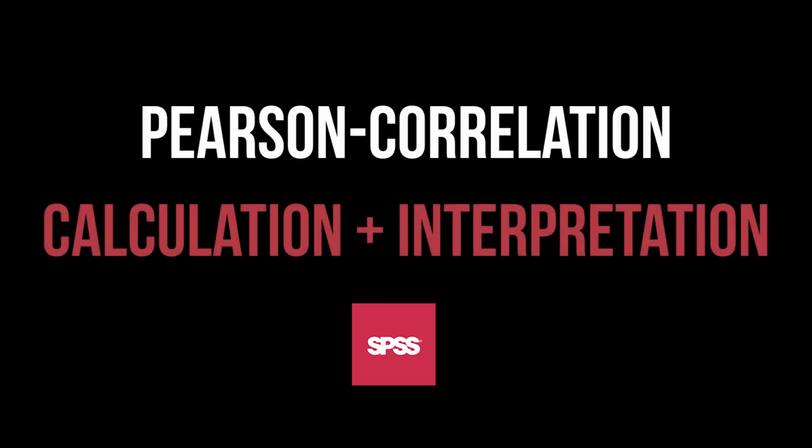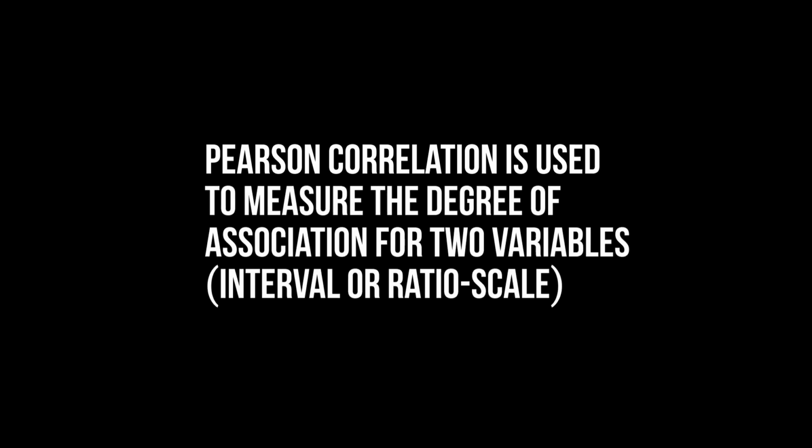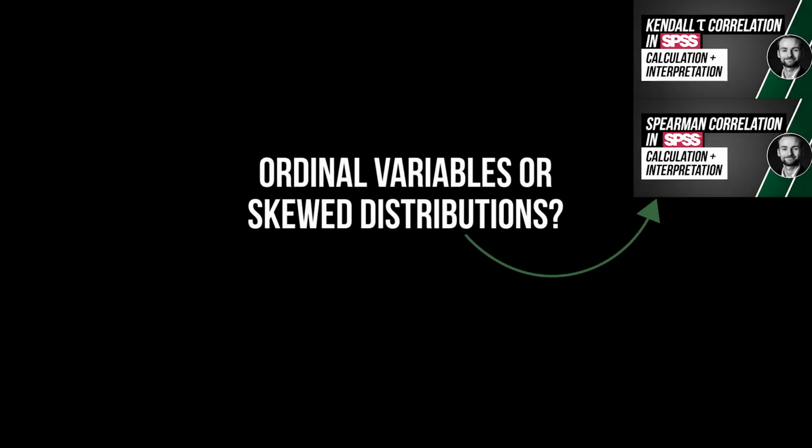This video shows you how to conduct a Pearson correlation in SPSS. The Pearson correlation is used for variables on an interval or ratio level. If you have ordinal variables or severely skewed distributions of your variables, you might want to consider rank correlations such as Spearman or Kendall-Tau, linked in the video description.